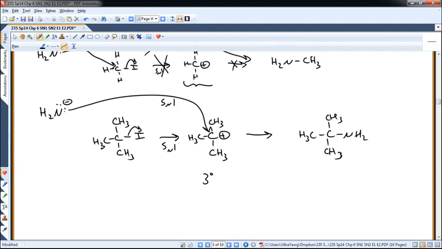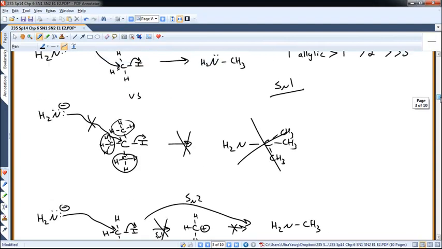SN2 cannot happen because of the hinderedness of this central carbon, meaning stuff is in the way. In this case, they're just methyls, but they could be ethyls, they could be isopropyls, they could be cyclohexyls, right? I could easily just erase this and make it a cyclohexyl. That makes it even more hindered. So the more carbons and the more junk you pile on out here, the more it prevents SN2 chemistry and the more it promotes SN1 chemistry.